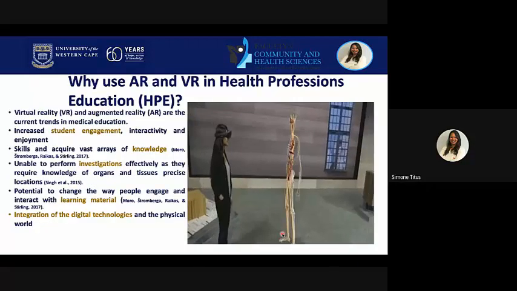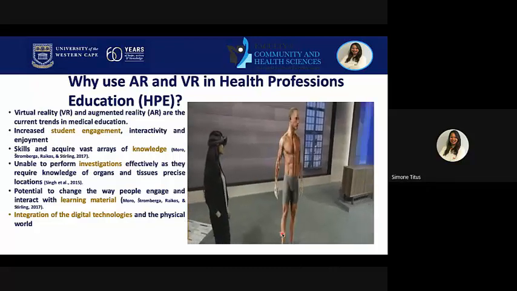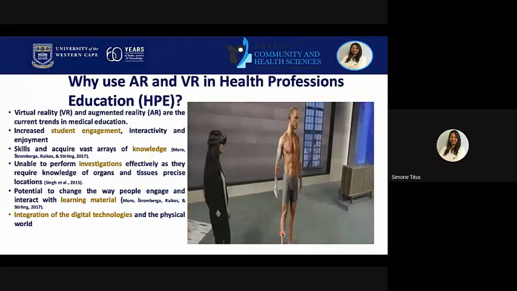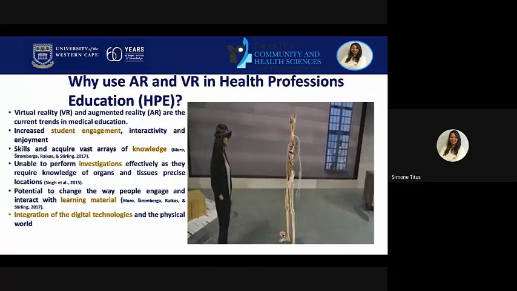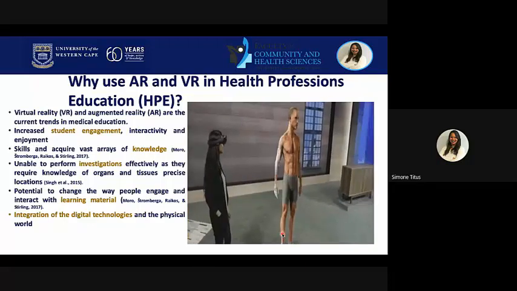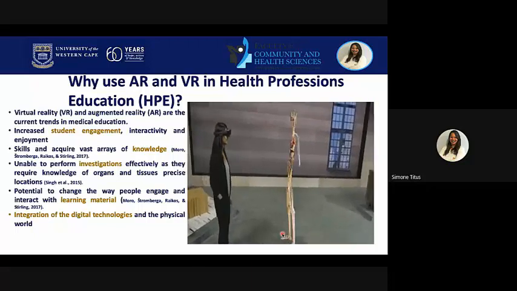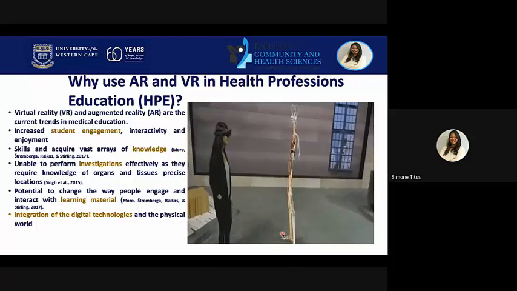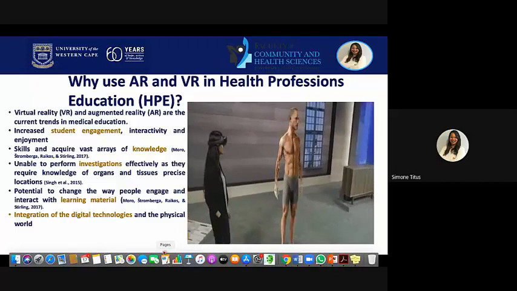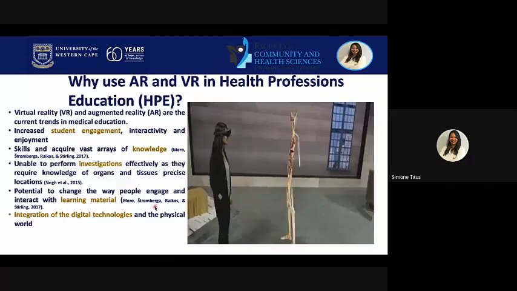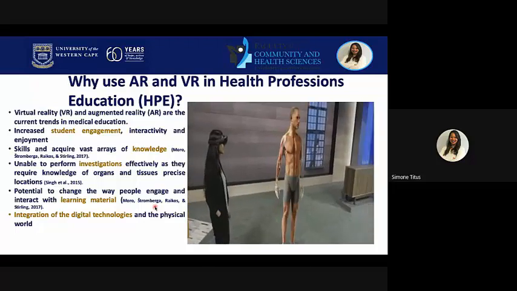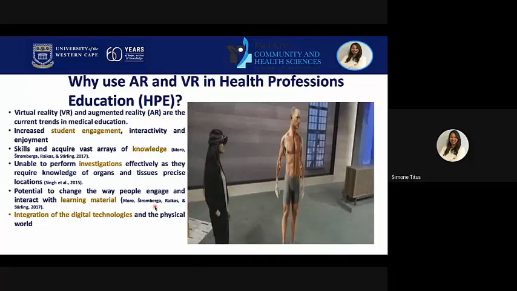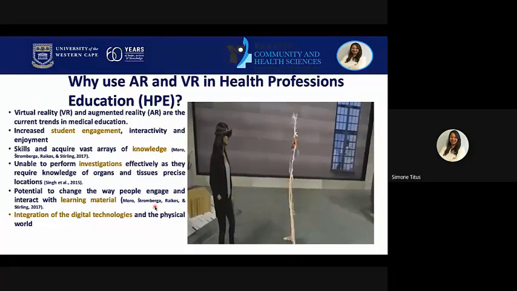So why would we want to use virtual reality in health professions education? Well, virtual reality and augmented reality are currently trending in medical education. It may lead to increased student engagement, interactivity, and enjoyment. And medical and health science students need to gain many skills and a vast array of knowledge throughout their time at university to become competent practitioners. In this, anatomy in particular is one of the cornerstones of health education. And so AR and VR are deemed to be acceptable tools to reach some of the outcomes required by health science students.